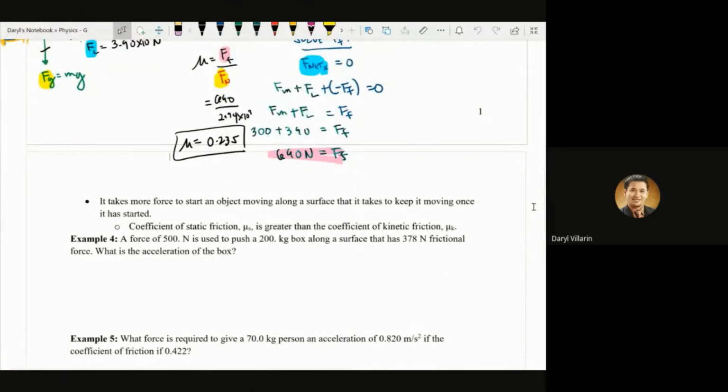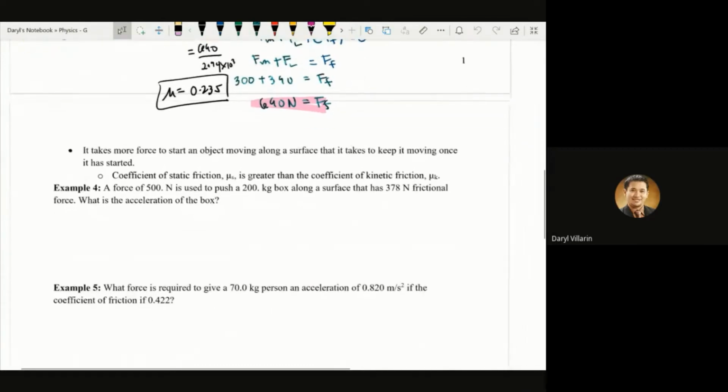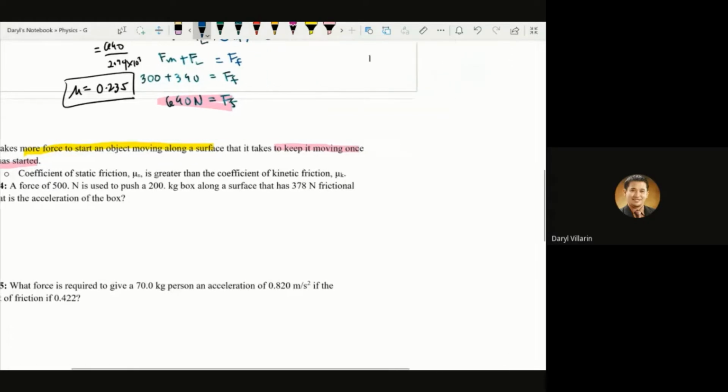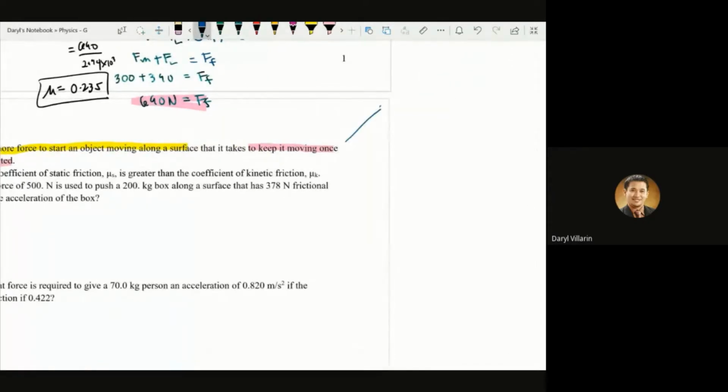Okay, so you have here, it takes more force to start an object moving along a surface than it takes to keep it moving once it has started. Basically, there are two types of friction. So if I can just write at the side, we have what you call the static friction, and we also have what we call the kinetic friction, kinetic or sliding friction.